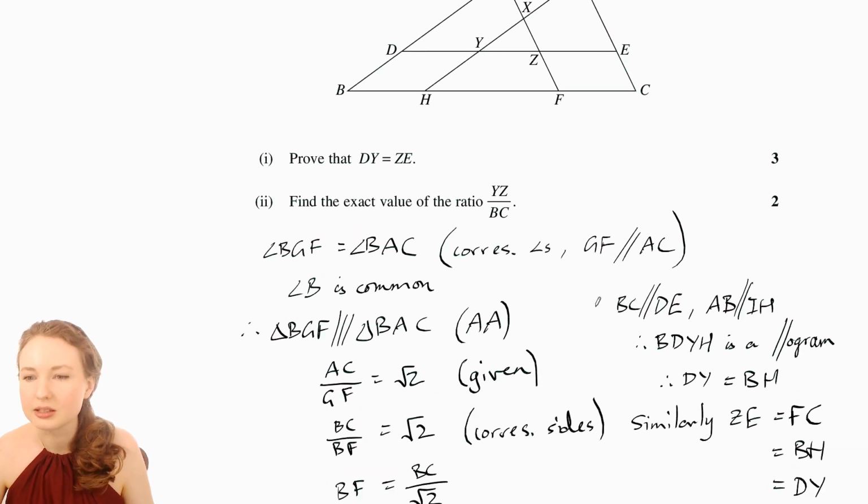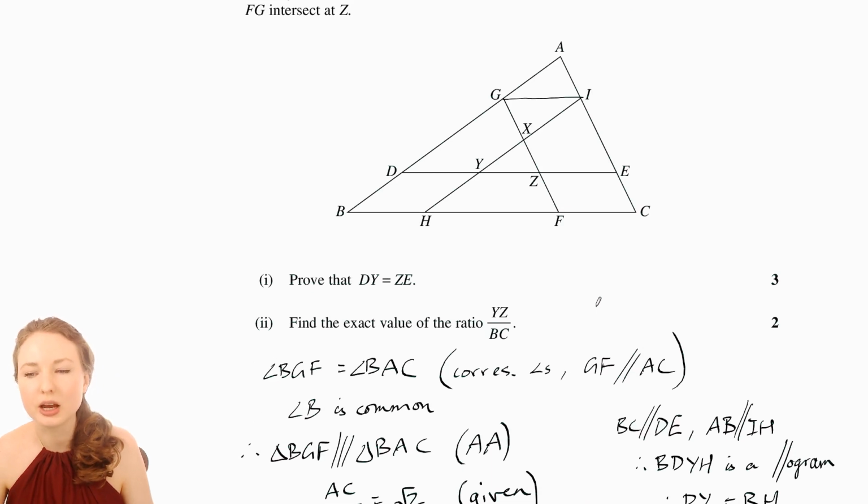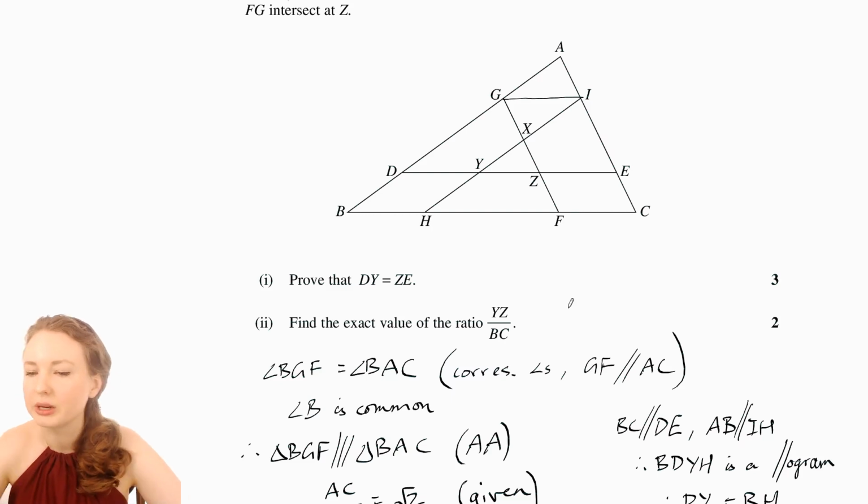I really think that is the simplest way to show it. I'm not sure if there are any other good ways. I couldn't really think of any other ones that weren't super long. Okay, let's do part 2. Exact value of the ratio YZ on BC.